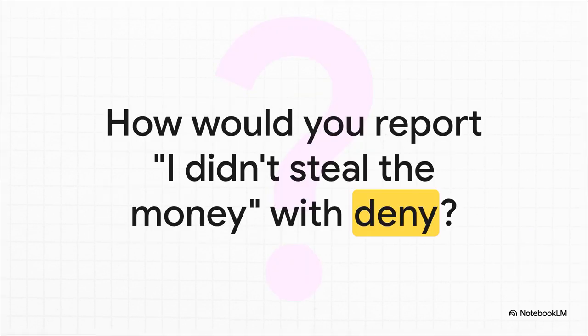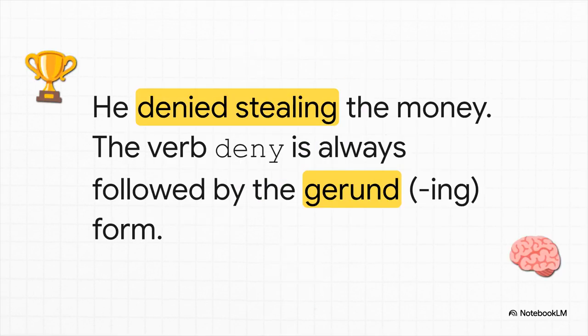All right, one last challenge for you. The direct quote is, I didn't steal the money. Now, how would you report this using the verb deny? Think carefully about what has to come after that specific verb. The correct answer is, he denied stealing the money. Remember, the verb deny is one of those special ones that is always followed by the gerund, or the ing form. So, denied stealing. Well done!